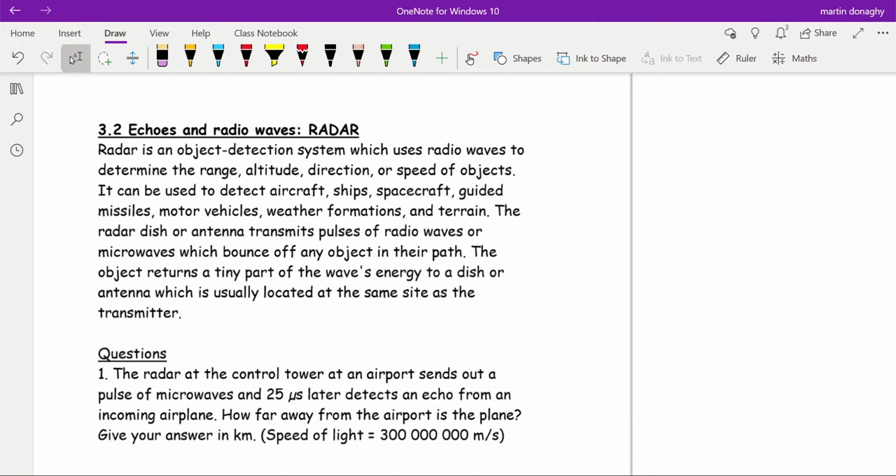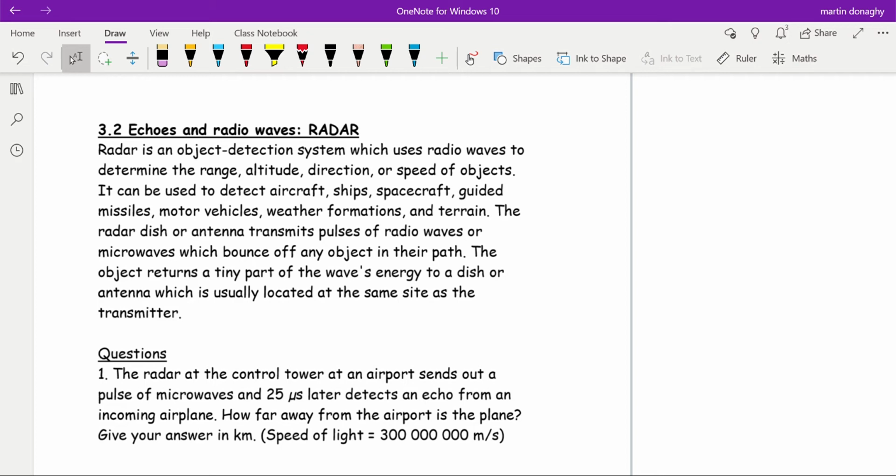If we wanted to know where a plane was using an echo, we would have to have a massive speaker that plays out this deafening sound that travels all the kilometers to this aircraft. A small amount of it gets reflected back. We'd have to have a very sensitive microphone to pick that up. But by the time that sound wave gets back, that plane's going to have moved a considerable distance. Therefore, that's why we use radar. That's why we use radio waves or microwaves to detect objects.